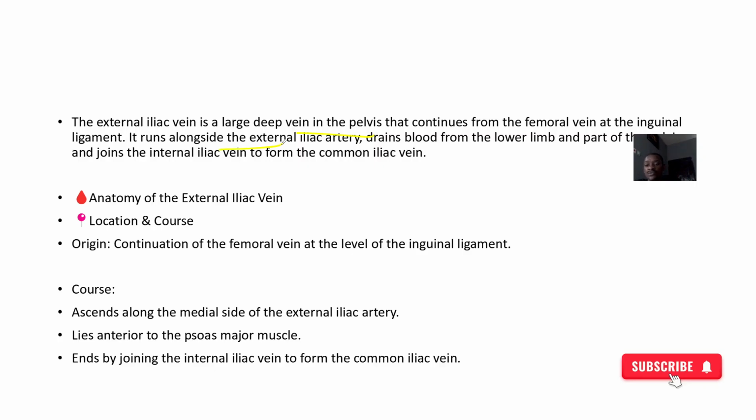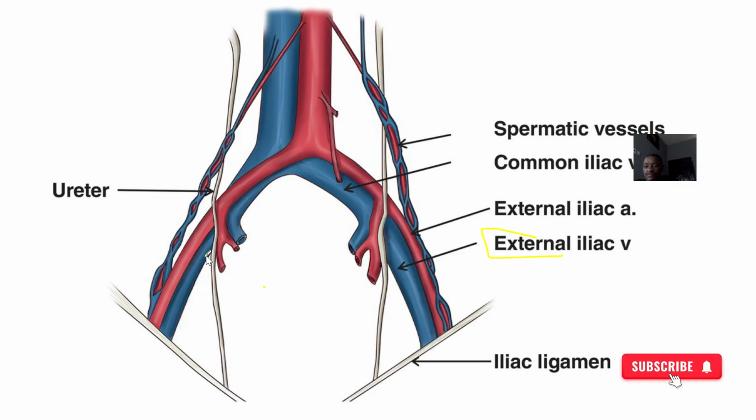It drains blood from the lower limb and some parts of the pelvis, and also joins the internal iliac vein to form the common iliac vein. So external will join the internal to form a common. Mind you, this is an internal, but it's cut because we're not actually focusing on the internal.